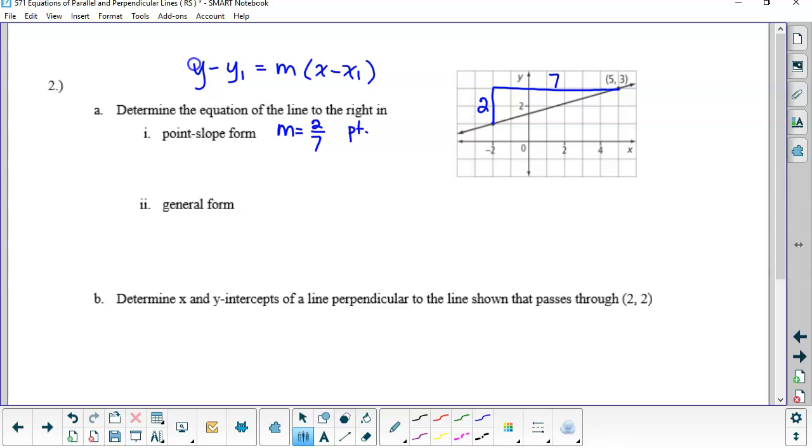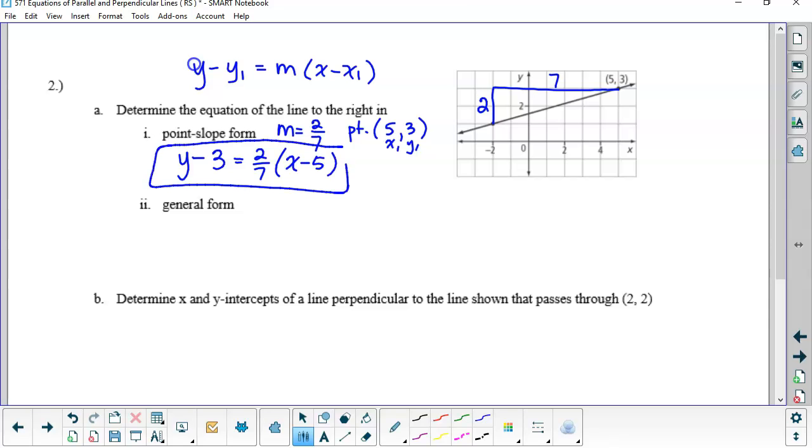And a point, choose one of them. I'm going to choose the positive one with positive coordinates. Sorry, positives are nicer than negatives, but totally up to you. And then you're going to have your equation y minus the y value, so this is x1, y1, equals 2/7 times x minus 5. And that's it. You do not expand anything. That's the point slope form, or slope point form.